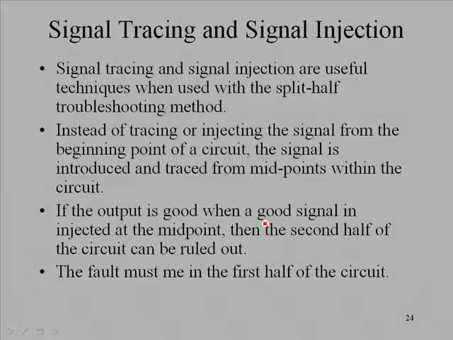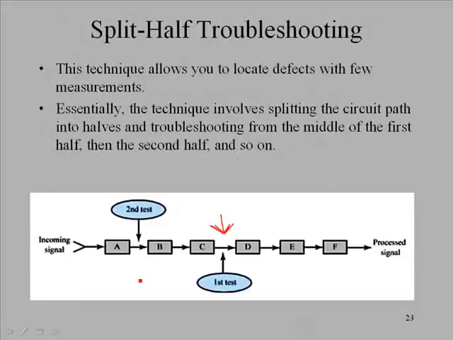If the output is good when a good signal is injected at the midpoint, then the second half of the circuit can be ruled out. The fault must be in the first half of the circuit, and the idea here, in this particular case, we just looked at this one, the idea would be to inject a known good signal at this point, the signal that should be here, and then to evaluate, is the signal processed and do we have the correct signal here. If we do not, then we know something is afoul in this area.